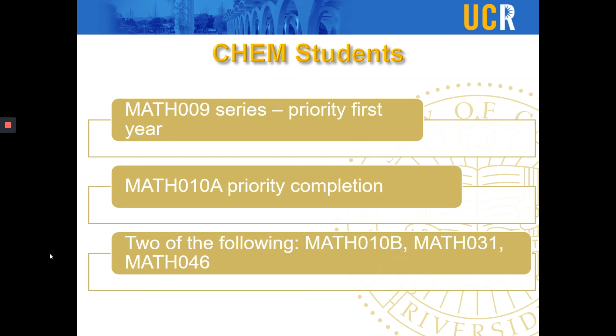Chem majors are required to take Math 9 series, Math 10A, and 2 of the following: Math 10B, Math 31, Math 46. Be sure to review upper division Chem course prerequisite requirements to review the priority of which math to take. Ideally, Chem students should be prepared to complete Math 9A, B, and C in the first year, and possibly 10A.